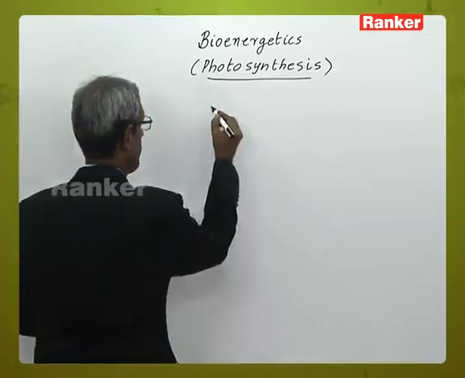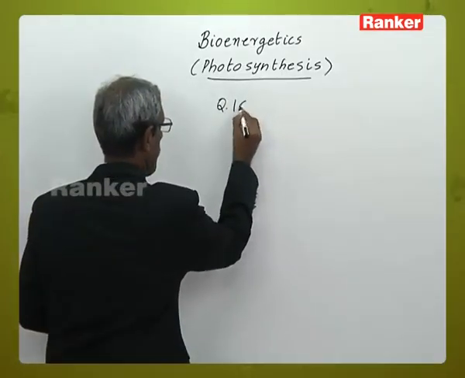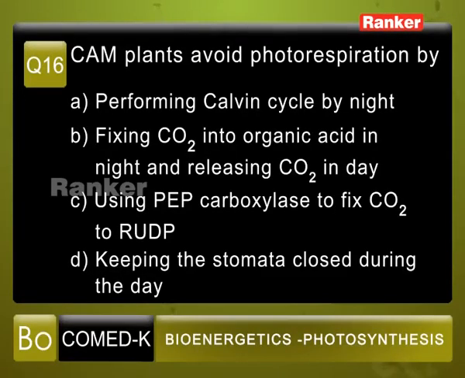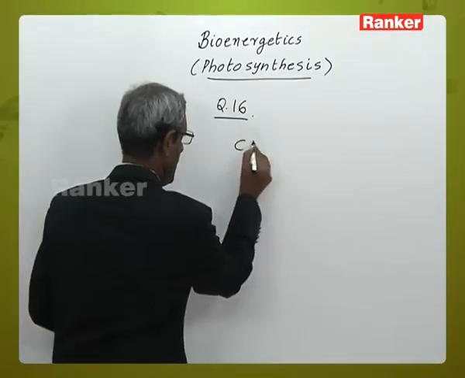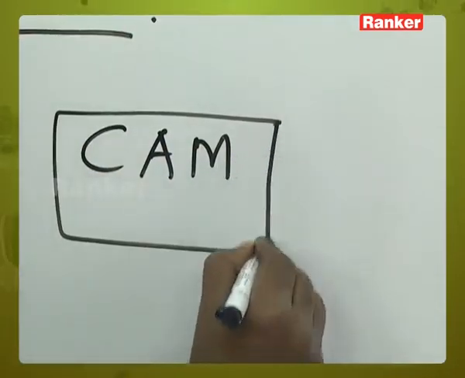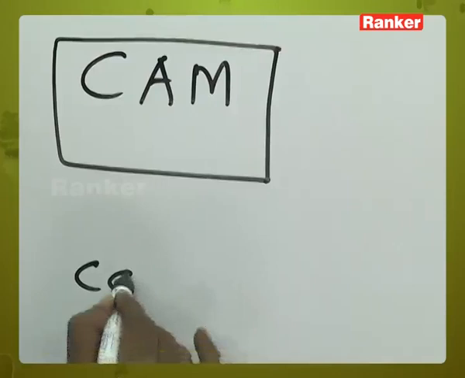Question number 16. CAM plants avoid photorespiration by A. Performing Calvin cycle by night, B. Fixing carbon dioxide into organic acid in night and releasing carbon dioxide in day, C. Using PEP carboxylase to fix carbon dioxide to RuBP, D. Keeping the stomata closed during the day. When you take crassulacean acid metabolism plants, the prime objective of crassulacean acid metabolism is conservation.